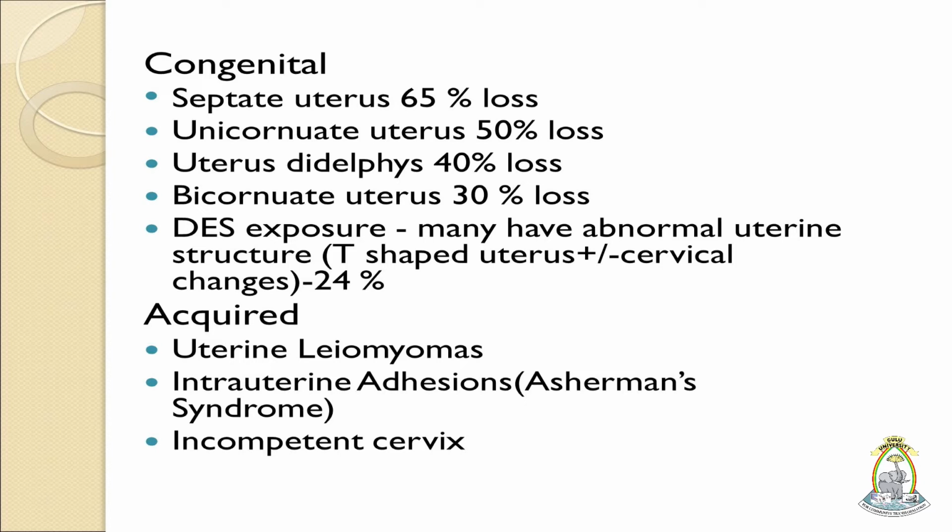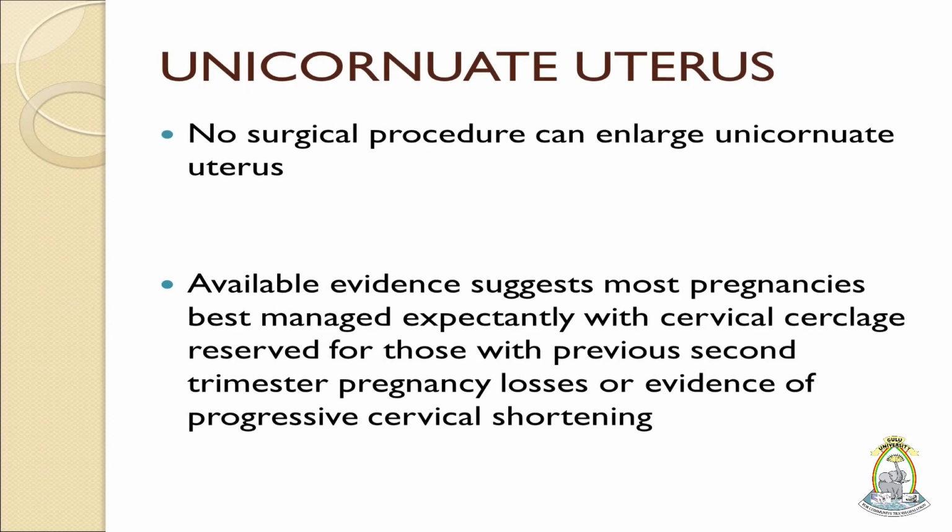Acquired uterine anomalies may be like fibroids. It's very contentious whether fibroids cause pregnancy losses, but unless it is causing some defect within the endometrial cavity, then it might actually cause that. If you have adhesions within the uterine cavity, that may also cause that. And then incompetent cervix, we will have a discussion about it in another lecture that I'll send out.